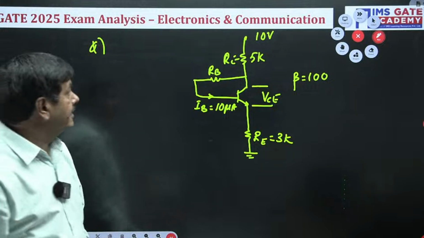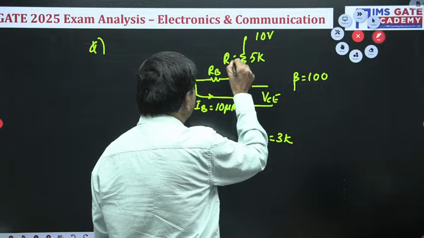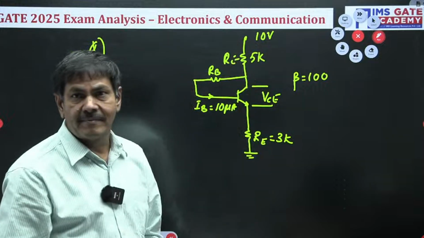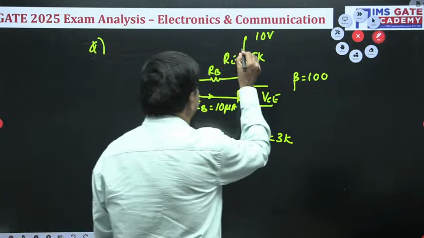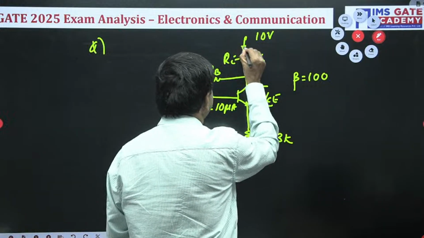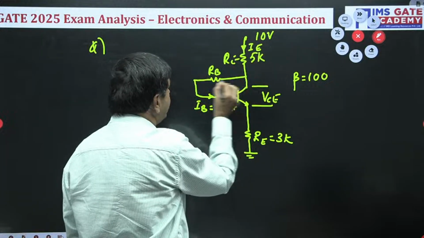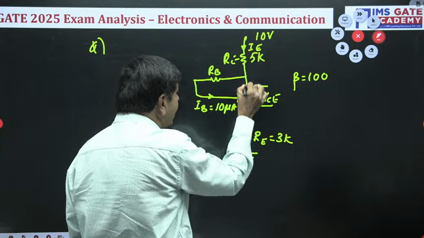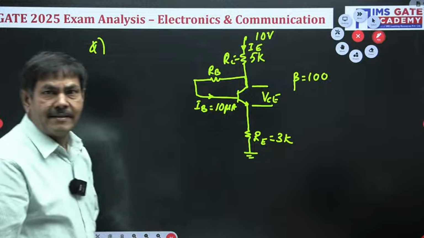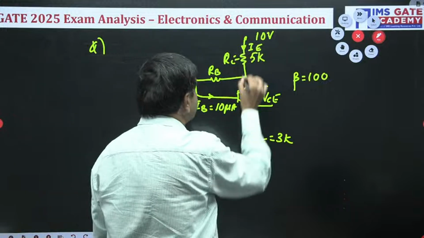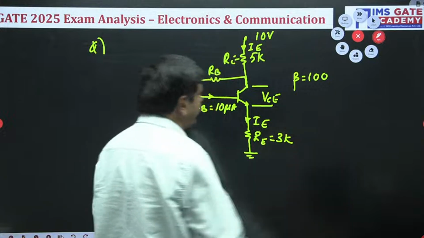But how can we get it? We need to understand one point. The current passing through RC is to be taken as IC or IE. This is nothing but IE, the DC emitter current. On this side the base current is possible, on this side the collector current IC. If it is IE, this current must be IE here.